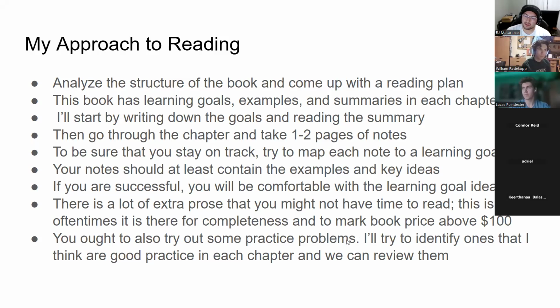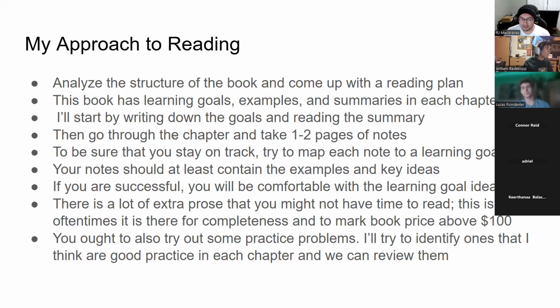Some background on this book is that it's actually not the book that's typically used at Cal Poly. I dug around trying to figure out what the best circuit analysis textbook is, and I found a lot of people pointing to this one. There's another one that people were pointing at, but this was one of the two top good examples. Anyways, this book has learning goals, examples, and summaries in each chapter.